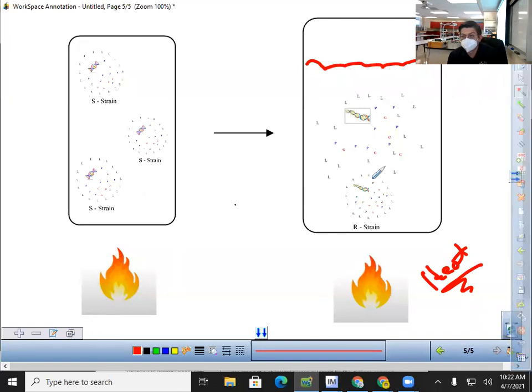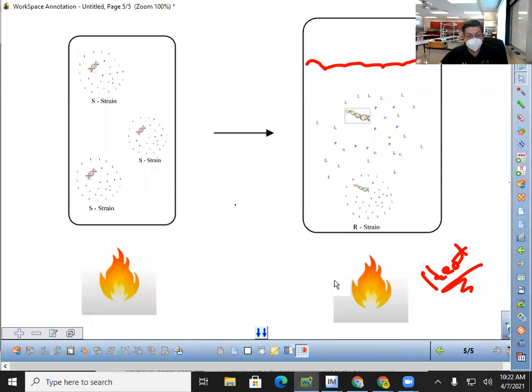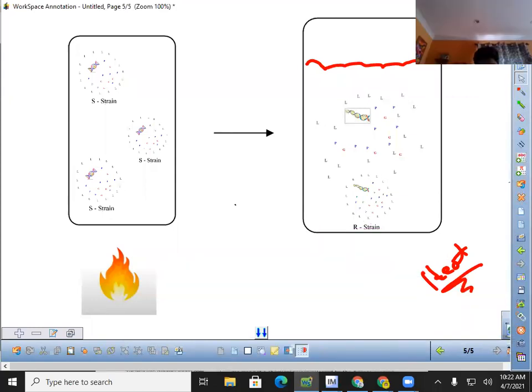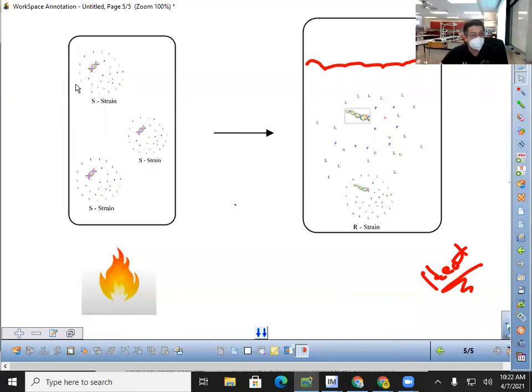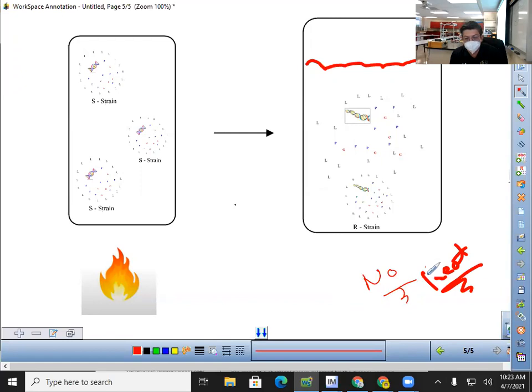Is it separated too? No, no, because remember the heat's done. Now there's no more heat, right? We took it off the heat. The S strain, the bad bacteria, disintegrated. All the pieces are just floating around, right? And then we added the R strain, right? So no more heat. Actually, that's a good question right there. So no heat. We removed the heat, right?